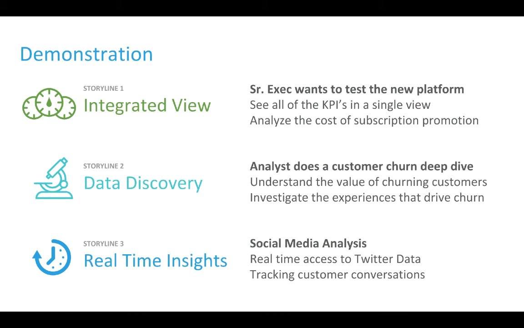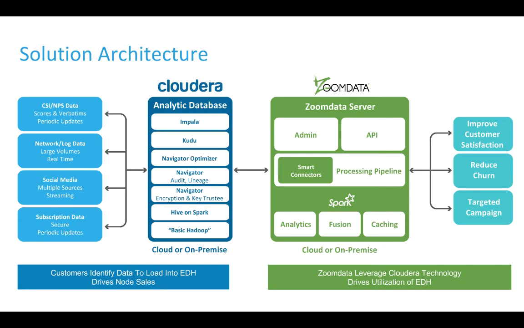The next storyline has to deal with data discovery. So say we're an analyst and we want to do a deep dive on what's driving customer churn. Since we have access to all of this data, we can start doing dashboards and analysis of this data to get a sense of what's driving customer churn. And then the last storyline has to deal with real-time insights and social media analysis. And we're able to track social media as it comes into the business and understand those conversations and take action when they become available.